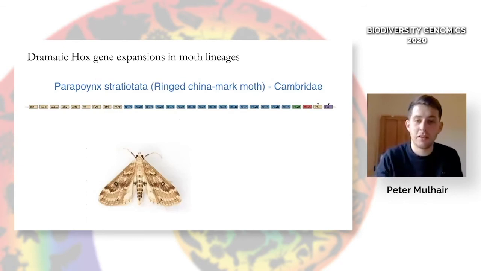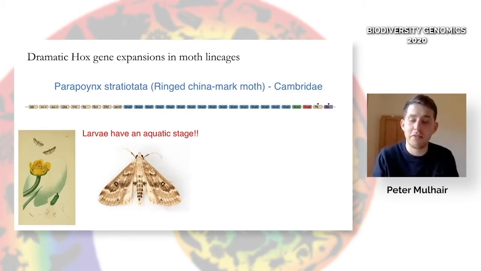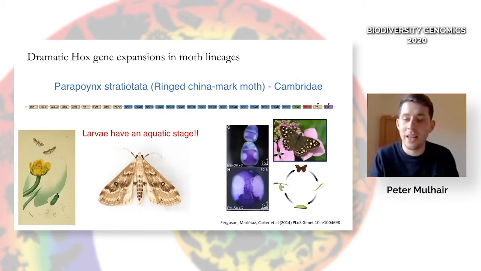Taking the example of the ringed China mark moth, we wanted to see what possible function these expansions could have. What's interesting about this particular species is that its larvae have an aquatic stage. And we know from previous analysis that the SHX genes are involved in egg development. So this gives some idea of a potential role for these expansions in the adaptation to an aquatic stage.